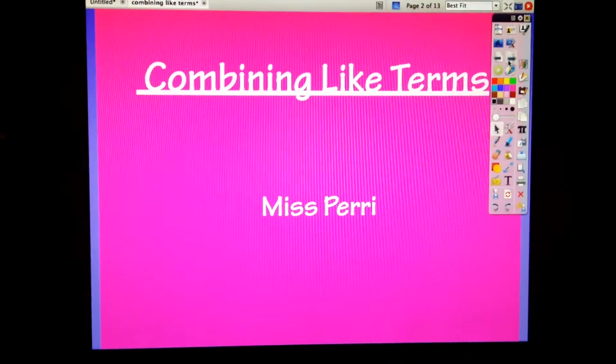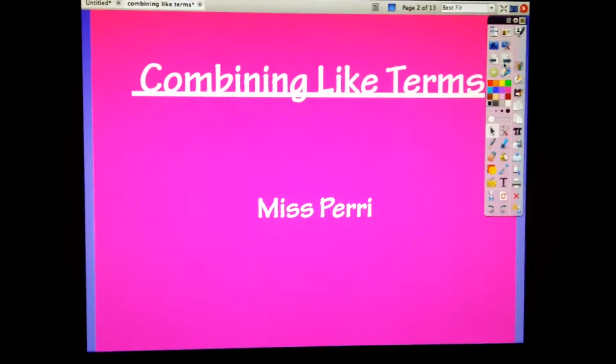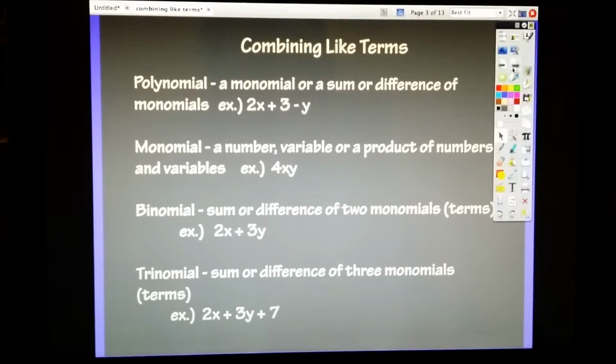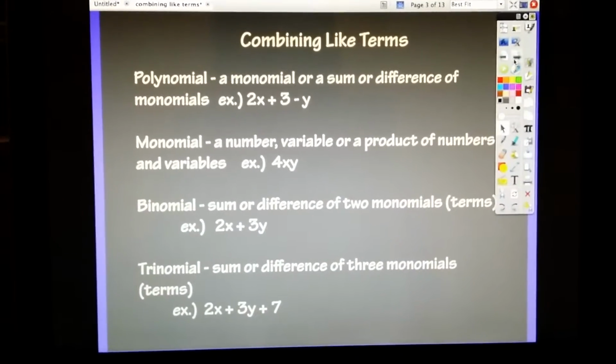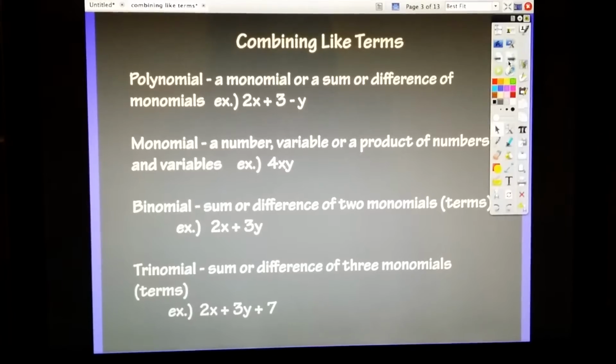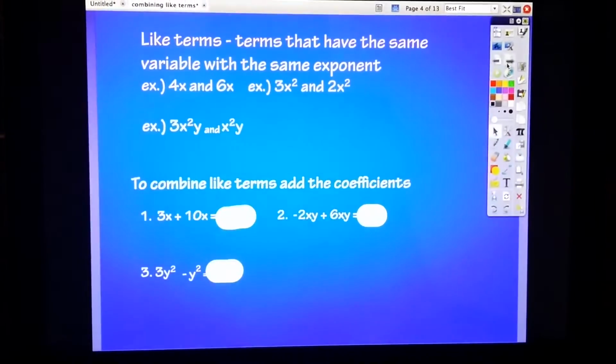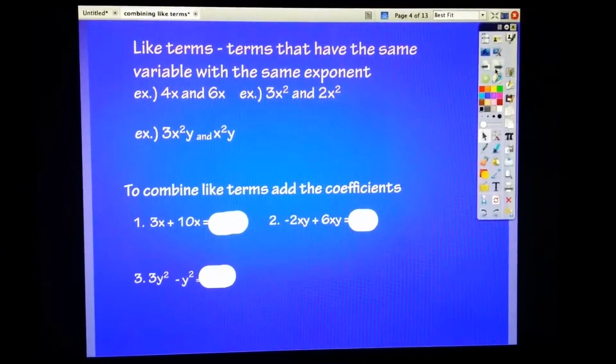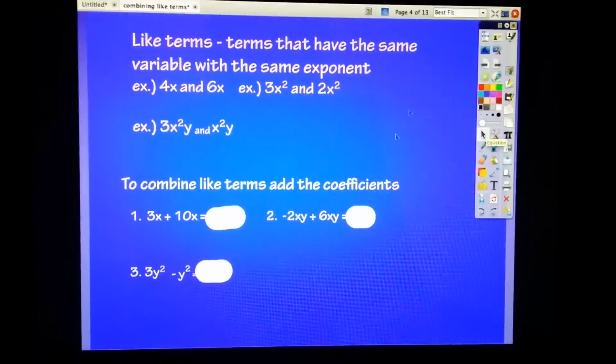Then we will start our lesson on combining like terms by first copying down a few definitions: what a polynomial is, monomial, binomial, and trinomial. Students will then write what a like term is. We will do a few examples.